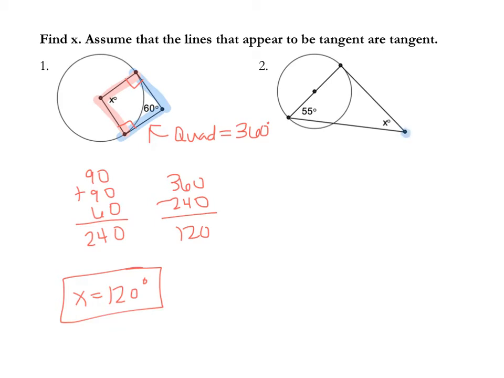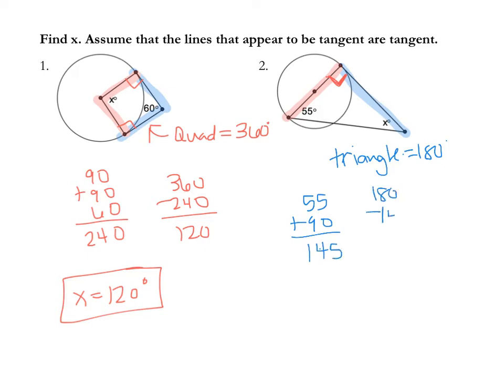And then for number 2, there's again a tangent line meeting with, this time this is a diameter, but it's the same relationship as a radius, is that those are going to have a right angle. So now this shape is a triangle, and we know that triangles have to equal 180 degrees. So we're going to do 55 plus 90, those are the two we know, 145. And we'll subtract from 180 this time, and that tells me the missing angle is 35 degrees, so x is 35 degrees. Okay?